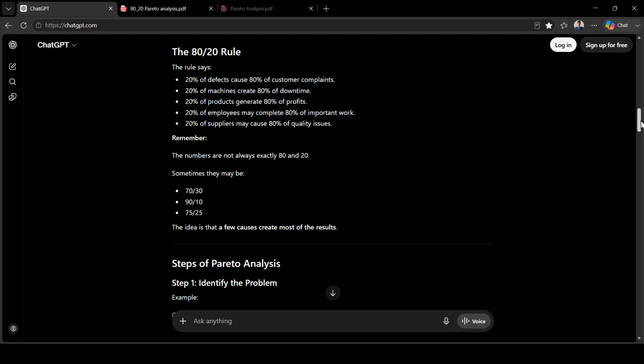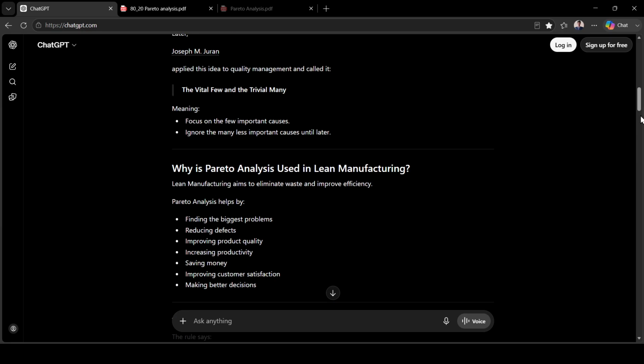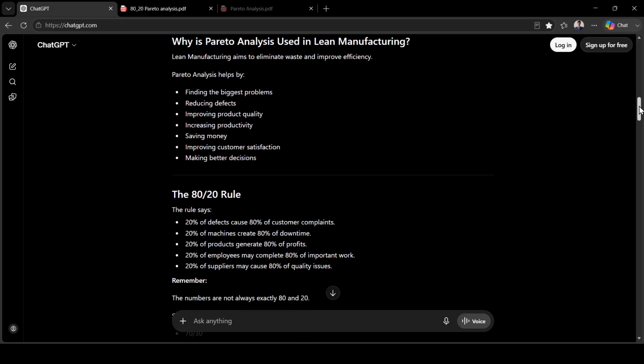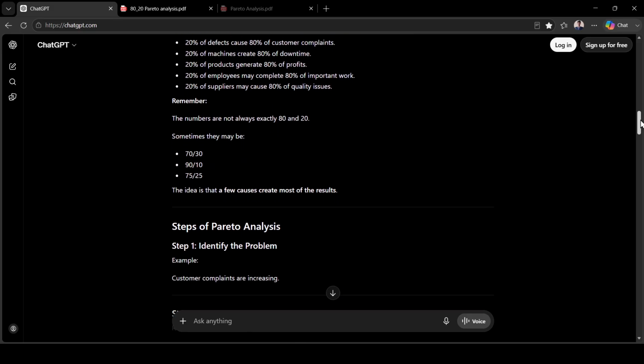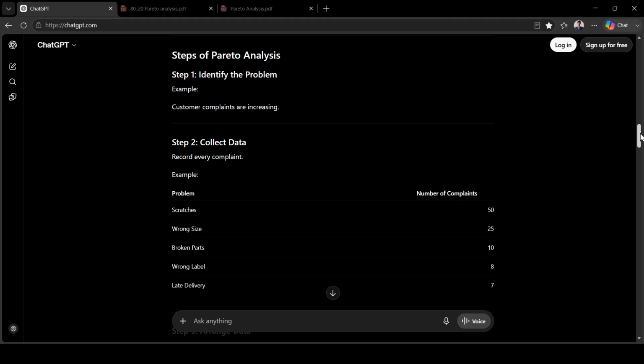So remember, the numbers are not always exactly 80 and 20. Sometimes they may be 70/30, 90/10, or 75/25. The idea is that a few causes create most of the result. Step by step, I will explain so you can understand Pareto analysis.